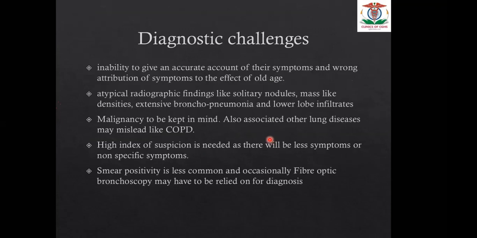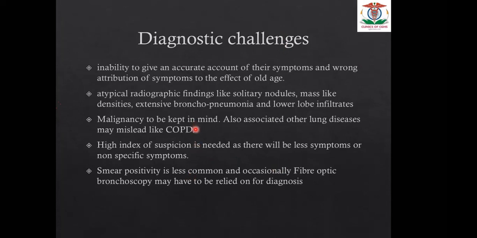So atypical radiological findings like solitary nodule, mass-like densities, extensive bronchopneumonia, and lower lobe infiltrates. These are all the possibilities. Though they are not typical of TB, one should keep in mind TB as a possibility. Malignancy is to be kept in mind because in the zeal to investigate for TB, we should not forget malignancy in old age. Also, associated other lung diseases may lead to confusion, like for example, COPD. There are some other causes of cough, maybe because of COPD.